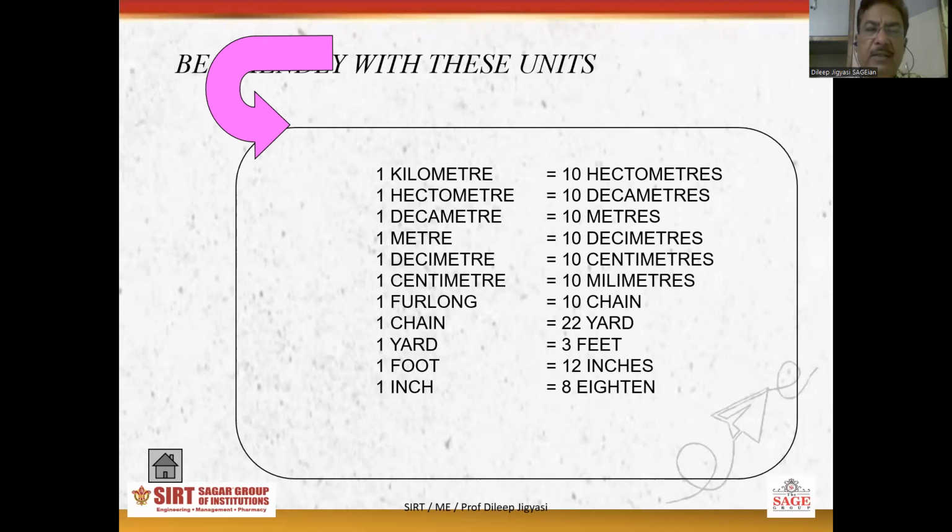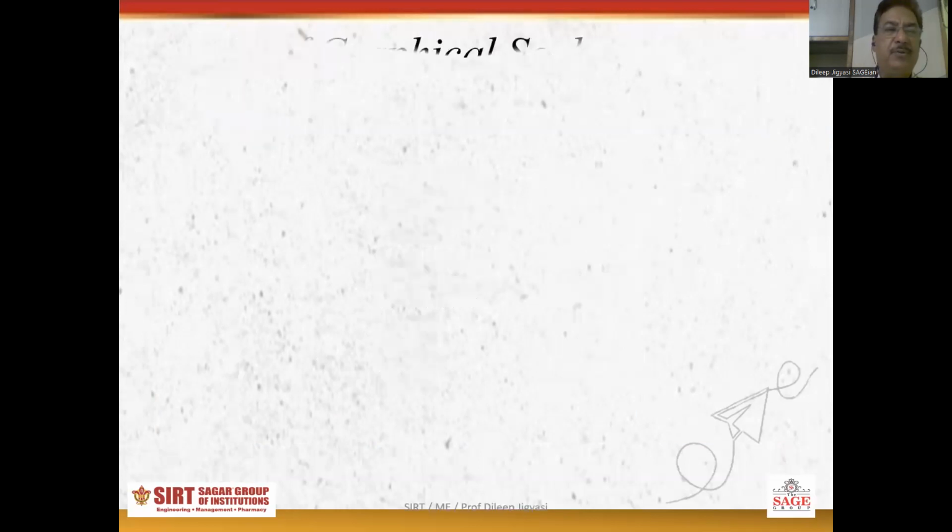Later on, the conversions are also given in the FPS system. 1 foot has 12 inches, 1 yard equals 3 feet, 1 chain equals 22 yards, and 1 furlong equals 10 chains. Further, 1 mile equals 8 furlongs.